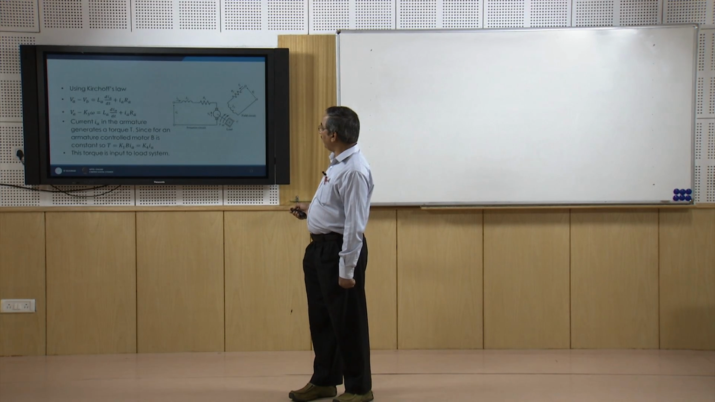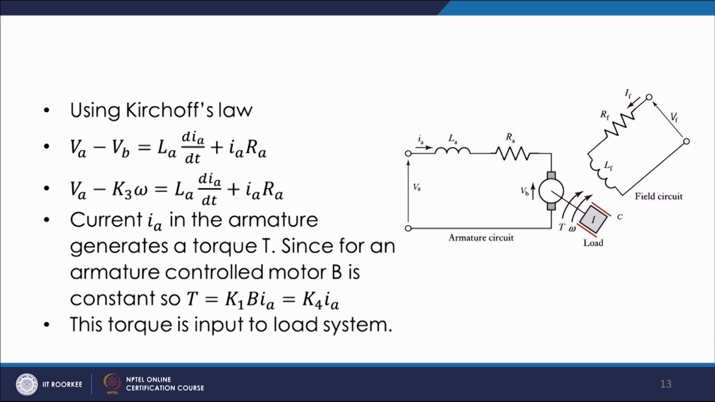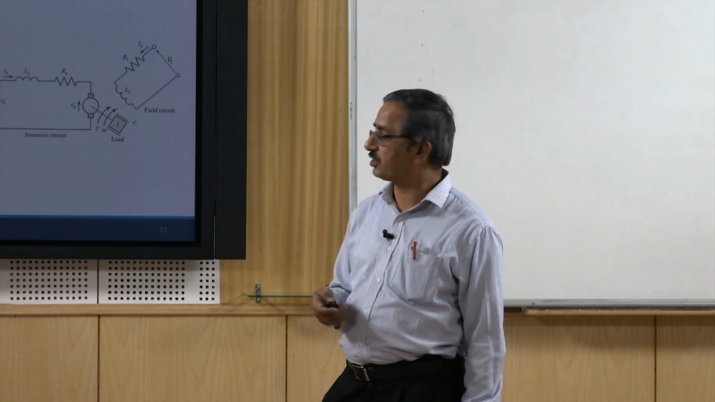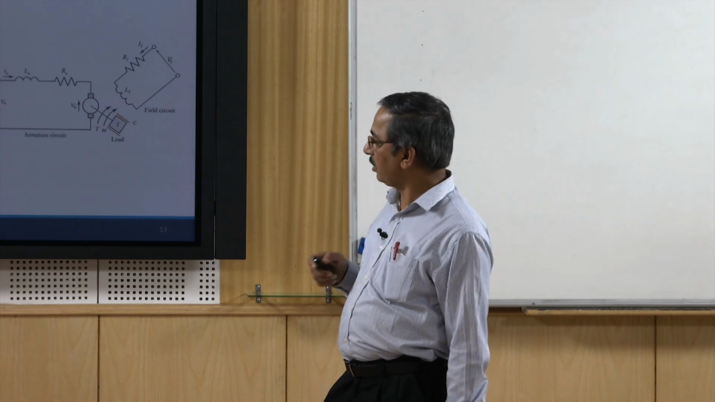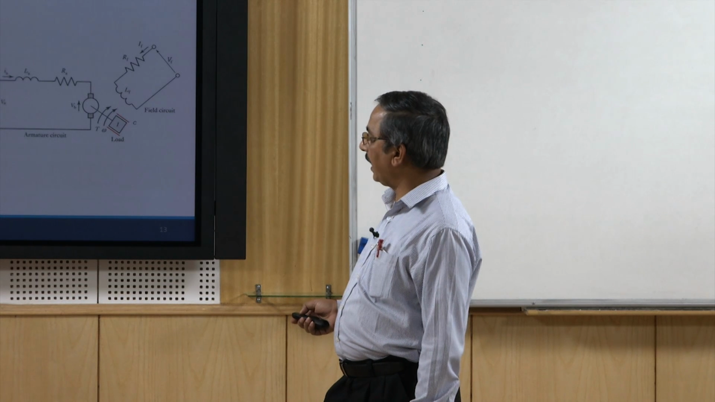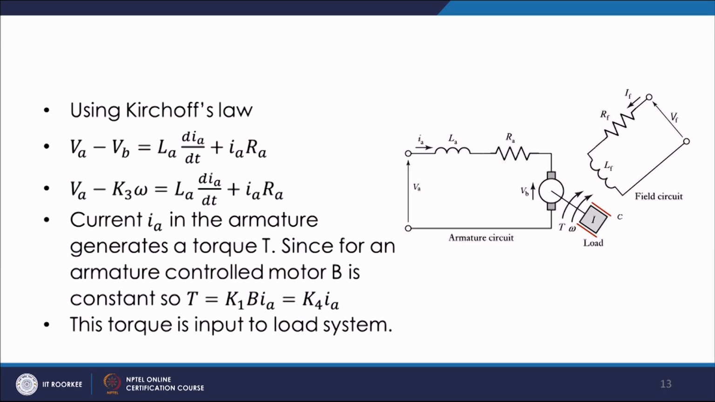The current IA in the armature generates a torque, okay. Since for an armature controlled motor we assume that IF is constant, my B is constant, okay. So, since B is constant I can write T as K1 B IA, and I can take this K1 B also as a constant. So, this is basically K4 IA, and this torque is going to be the input for my load system, okay.